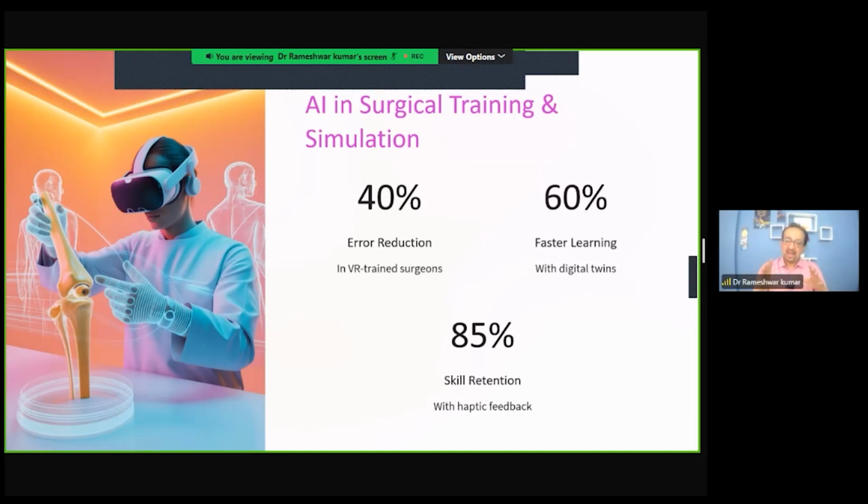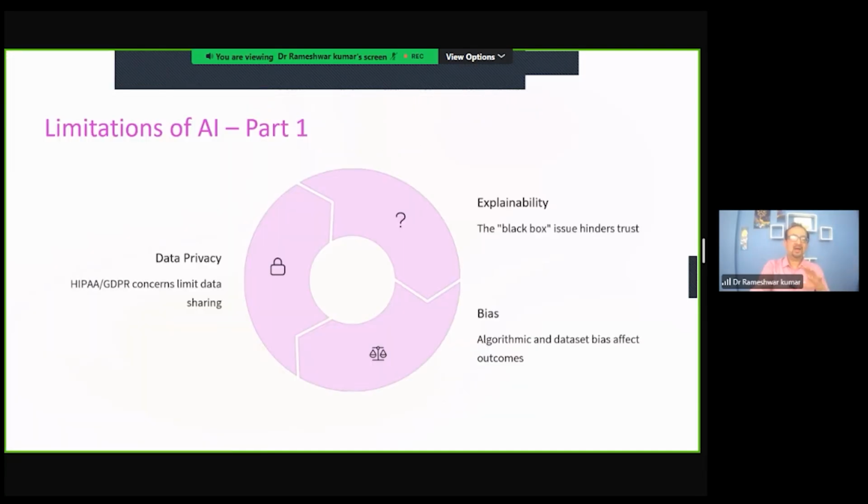Using AI in surgical training, you can decrease errors by 40% using VR training for surgeons, achieve 60% faster learning using digital tools, and 85% skill retention with haptic feedback. So I think in surgical training, AI is going to be a real gift for mankind, but there are limitations that we have to understand.